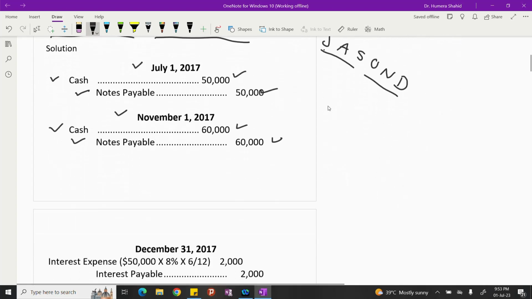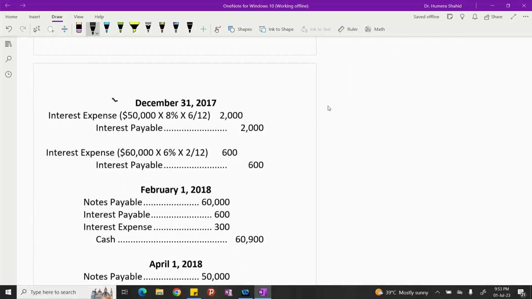So let's record this journal entry on December 31st, 2017. For First National Bank, 50,000 was borrowed, 8% is the rate, and for 6 months we have to calculate the interest. When you simplify this expression, interest expense comes up 2,000, and we are accruing this interest, meaning we are adding it to our liability, so interest payable gets credit 2,000. For the second bank, Leon Bank, interest expense: 60,000 is the borrowed money, 6% is the rate, only for 2 months, so 2 by 12, that comes up 600, and interest payable gets credit.